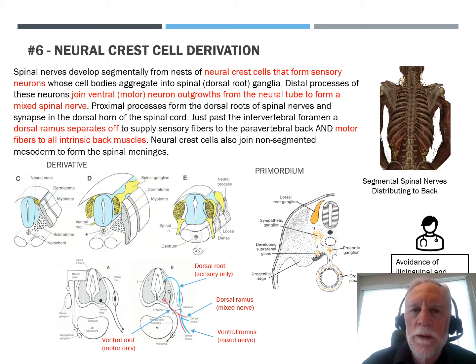A clinical correlation is the posterior surgical approach to the kidney, in which the two branches of the L1 spinal nerve, iliohypogastric and ilioinguinal, must be avoided.